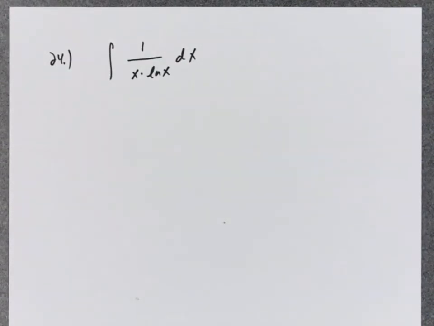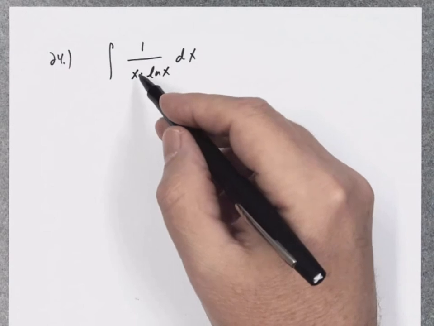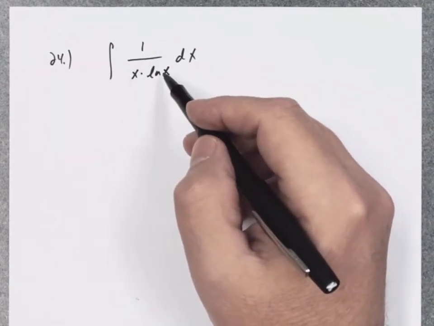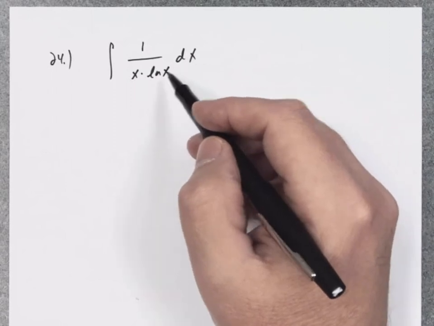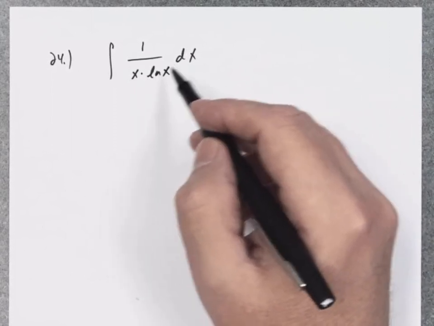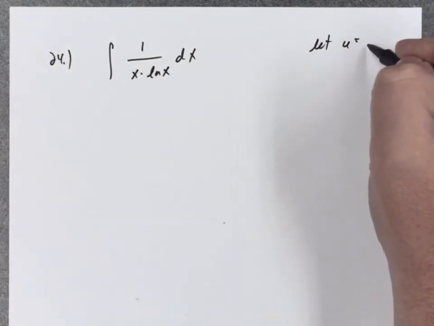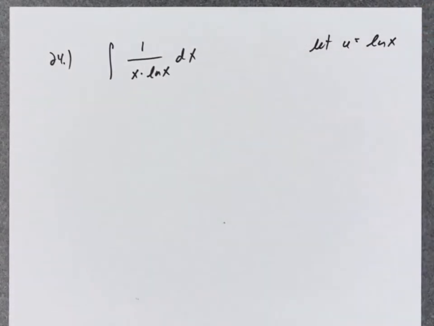So once again, it's not always clear at first what to do. I've got an x here, natural log of x. What should I make u equal to? Maybe x? I mean, you can try that, but if you set u equal to x, you'd have 1 over u times natural log u. You can try it, but I think you get stuck again. Let's see what happens if we make this natural log of x equal to u.